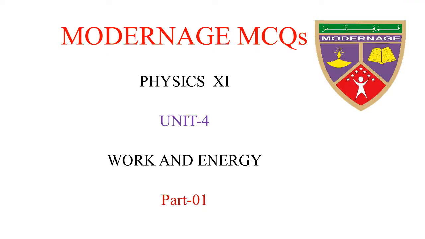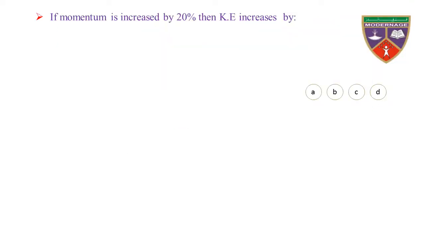Modern Age MCQs, Physics First Year, Unit 4, Work and Energy, Part 1. If momentum is increased by 20%, then kinetic energy increases by.